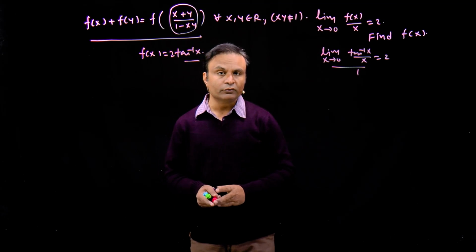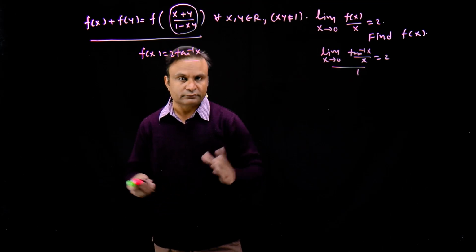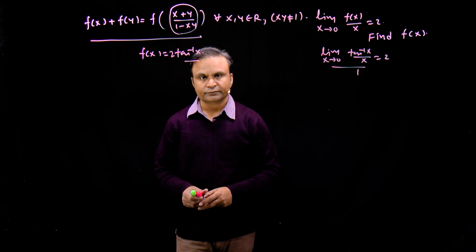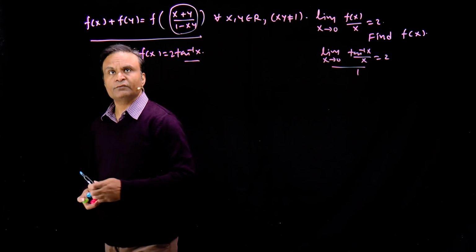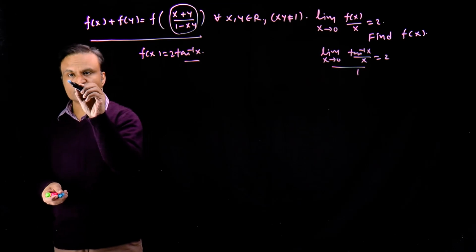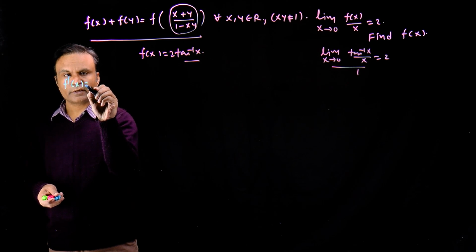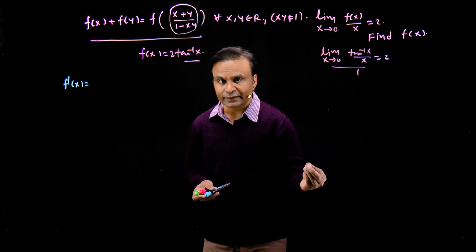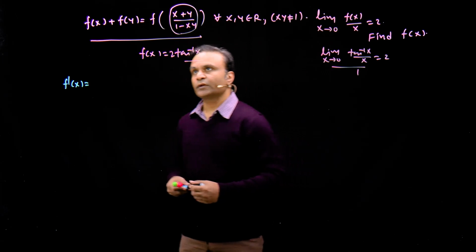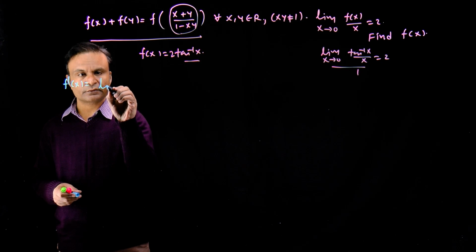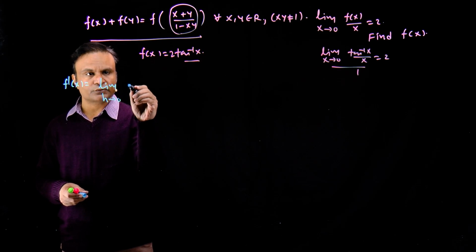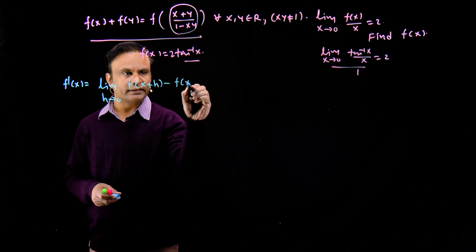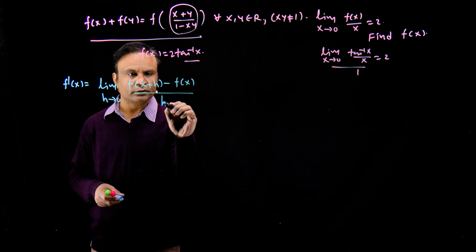But suppose we want to find the function using the first definition of derivative, then how can we find that? So let's start with the first definition of derivative. First of all, we will find f dash x. Once we have f dash x, we will integrate it and find f(x). The definition of this is limit h tends to 0 of f(x plus h) minus f(x) upon h.